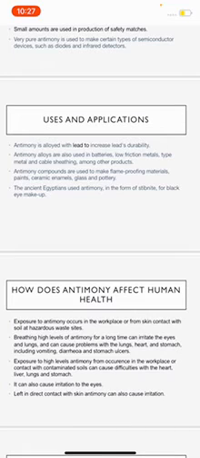Now, what does antimony affect on human health? Exposure to antimony occurs in the workplace or from skin contact with soil at hazardous waste sites. Breathing high levels of antimony for a long time can irritate the eyes and lungs and can cause problems with the lungs, heart, and stomach, including vomiting, diarrhea, and stomach ulcers. Exposure to high levels of antimony in the workplace or contact with contaminated soils can cause difficulties with the heart, liver, lungs, and stomach. It can also cause irritation to the eyes. Left in direct contact with skin, antimony can also cause irritation.